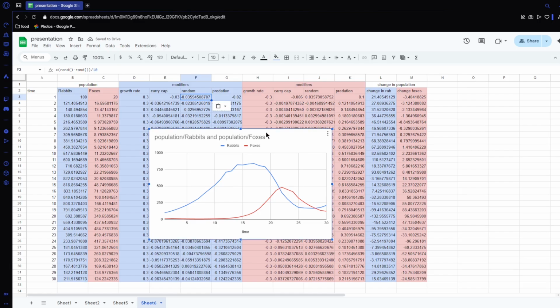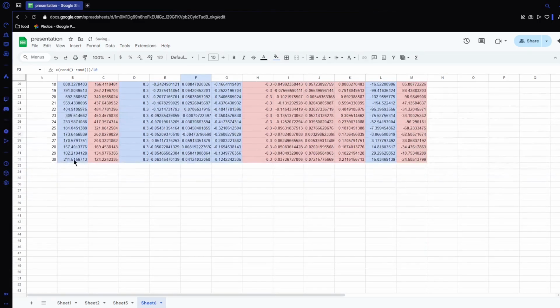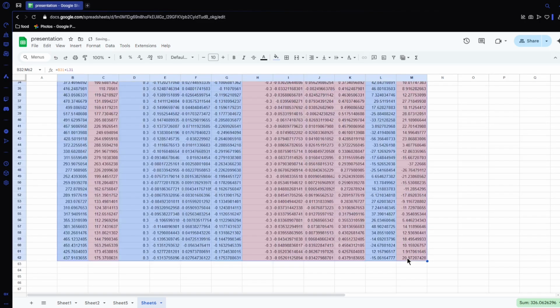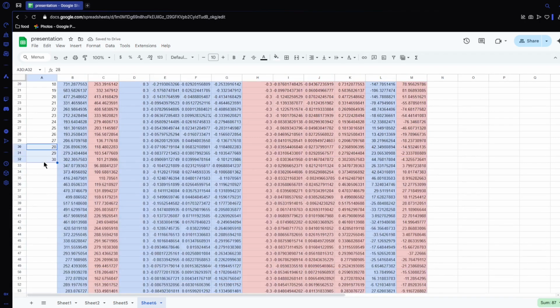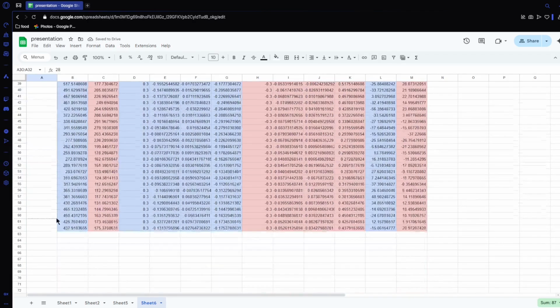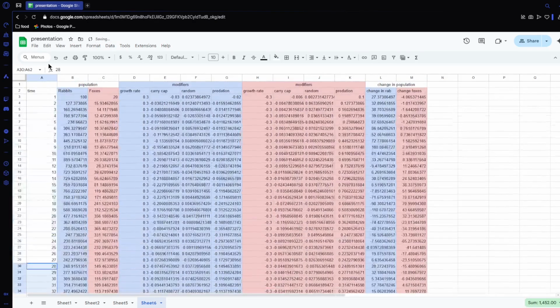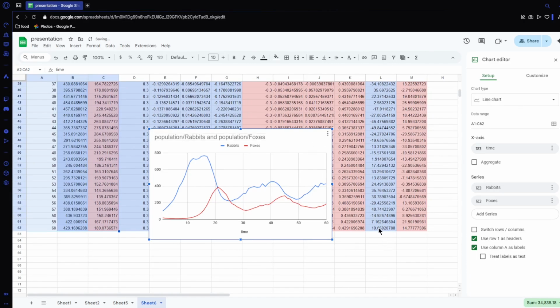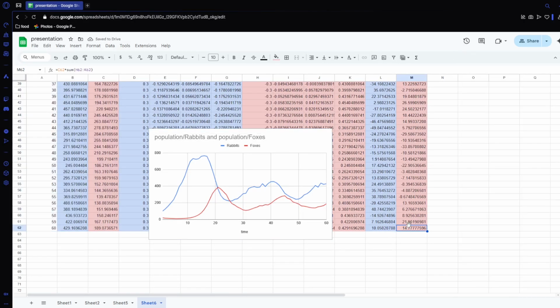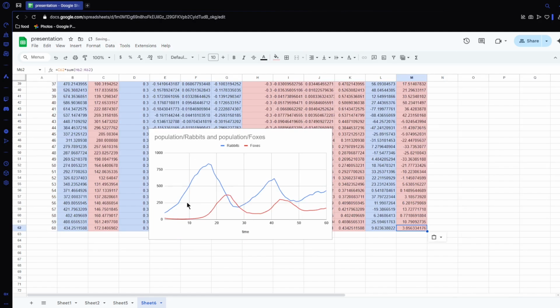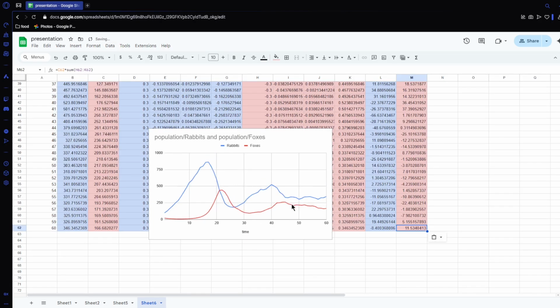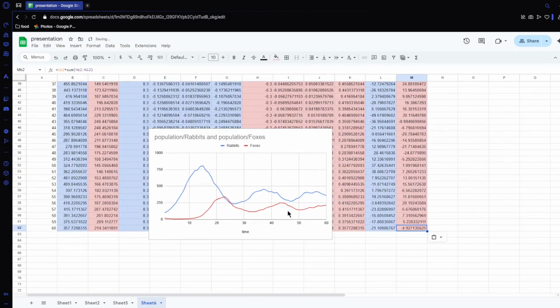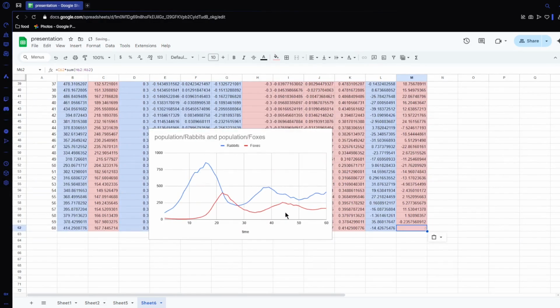Let's take the population a little farther. Let's drag it down to here. And make a new graph with double the amount of time. Now we can clearly see this idea of an oscillating population where we have growth and decay of both foxes and rabbits.